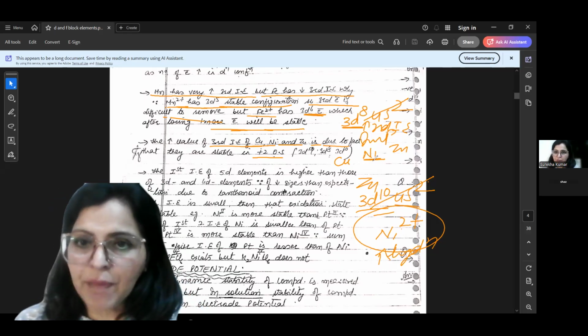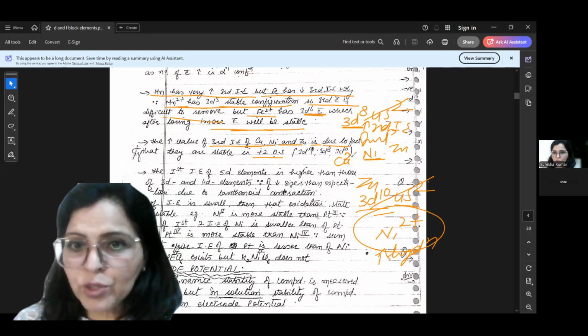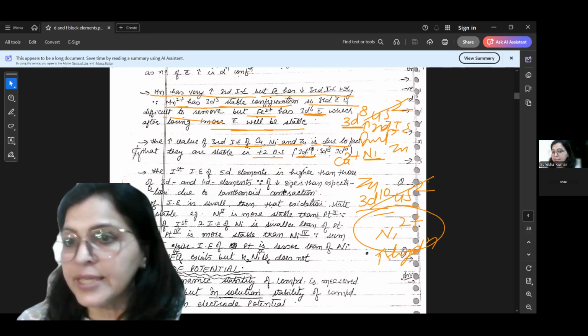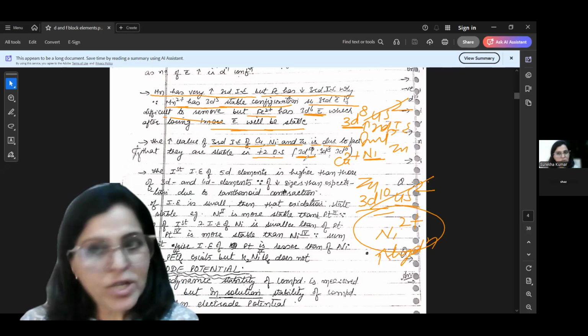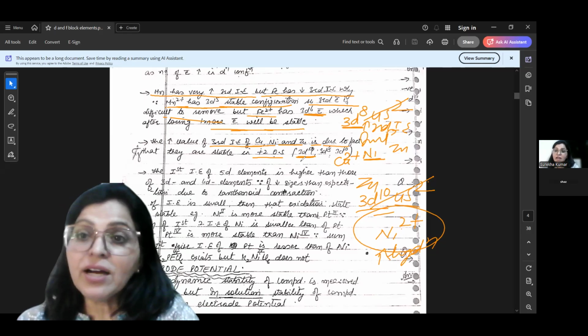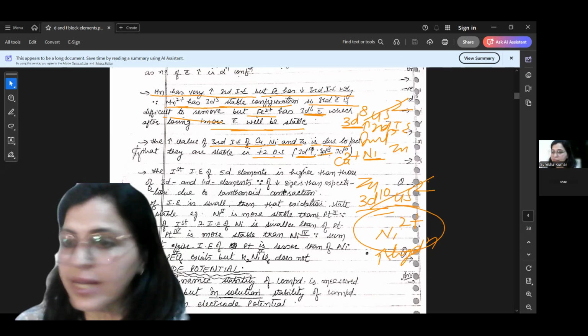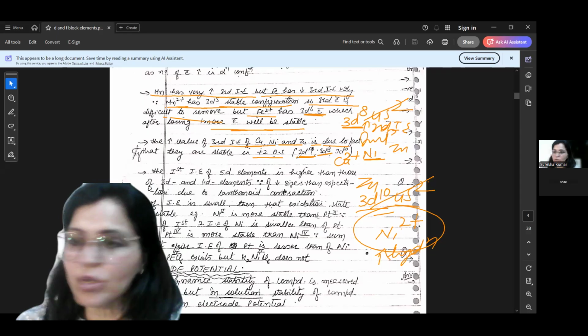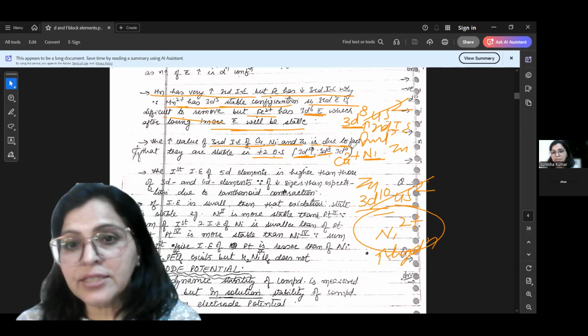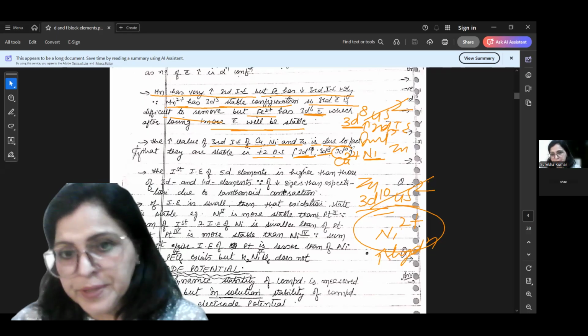And the same is happening with copper also. Copper 2+ is also very stable. It is 3d9. No doubt the configuration is not stable, but they have other stabilities, like it has very high hydration energy. It is also having high hydration energy, and 3d10 itself is very stable.